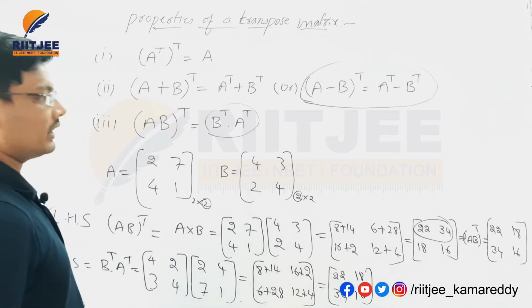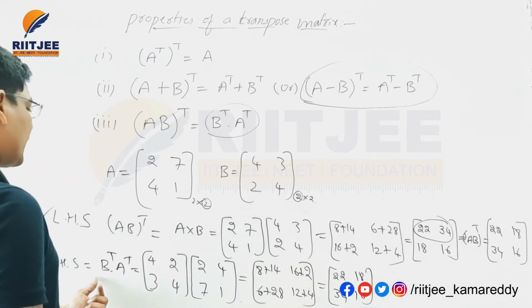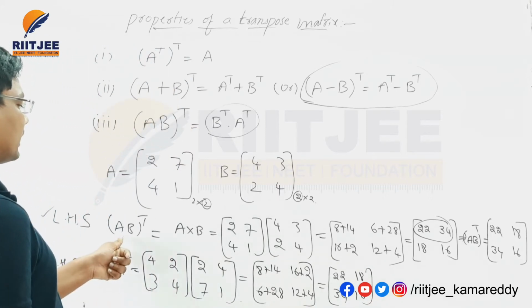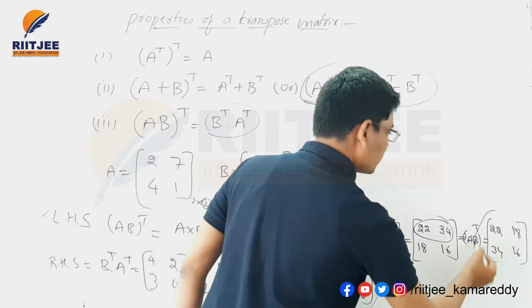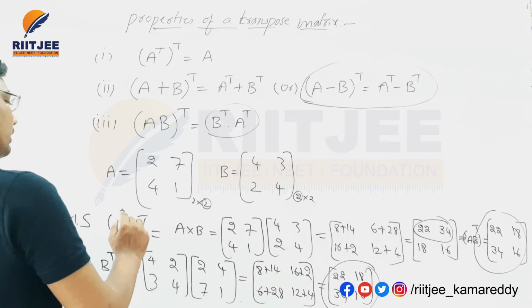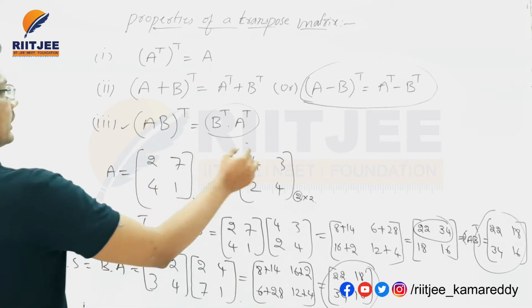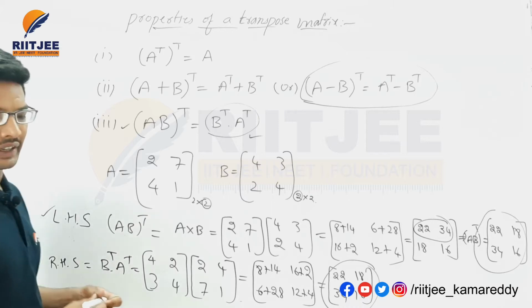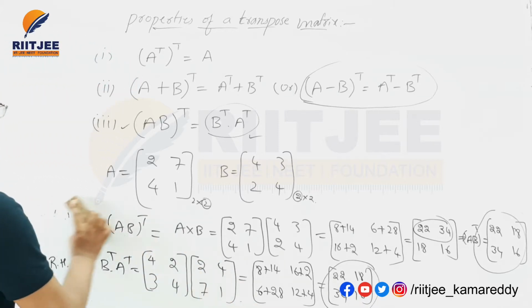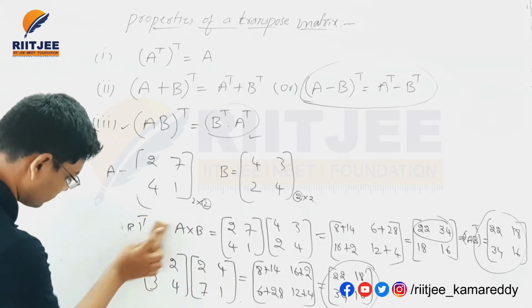Here if you compare the answers of B transpose into A transpose as well as AB whole transpose, both are the same. So LHS is equal to RHS. Hence the property 3 is proved here. Next, the fourth property here.